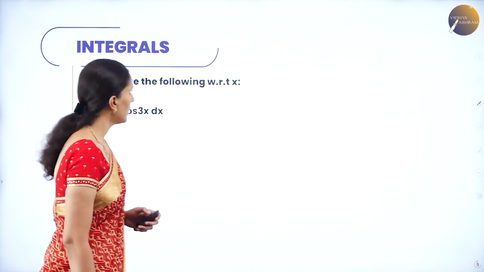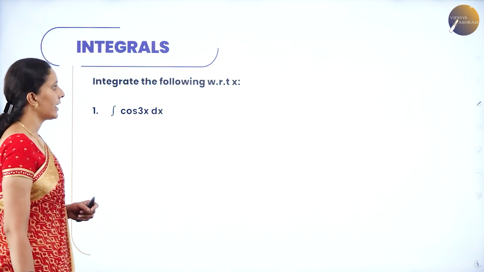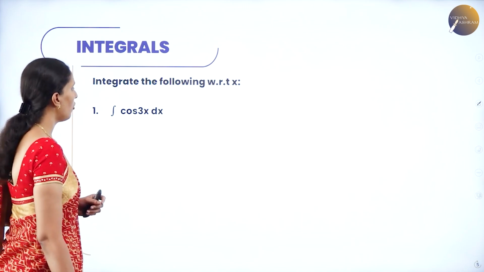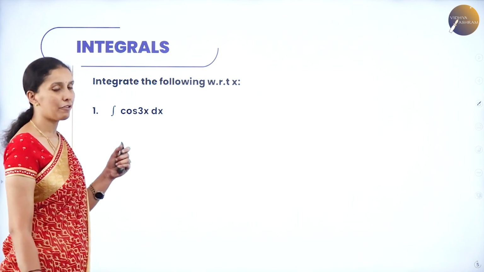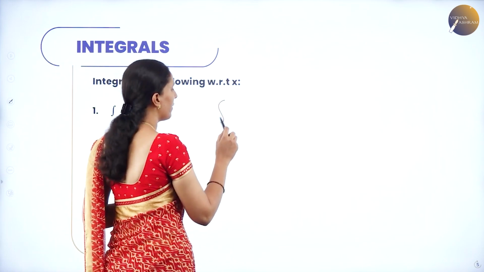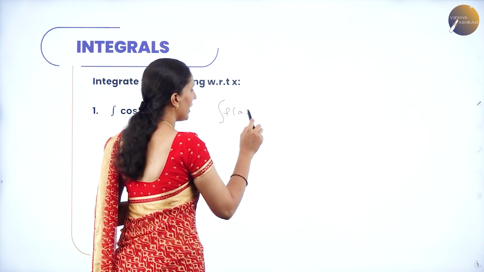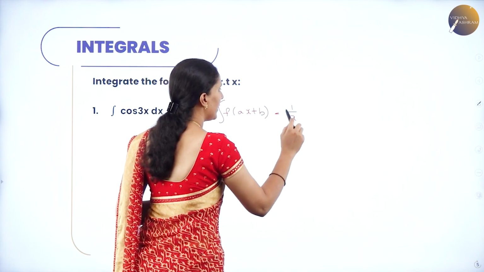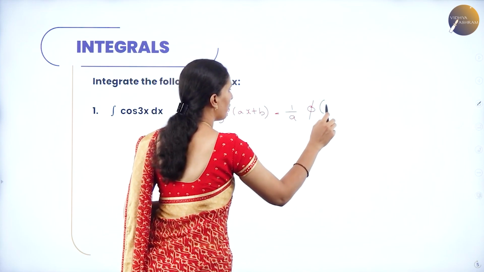So let's move on to the first question. Integrate the following with respect to x. First one, the integral of cos 3x dx. So we have to find the integral of cos 3x. I already said that for any function in the form of ax plus b, the integral is 1 by a times the integral of the function evaluated at ax plus b.